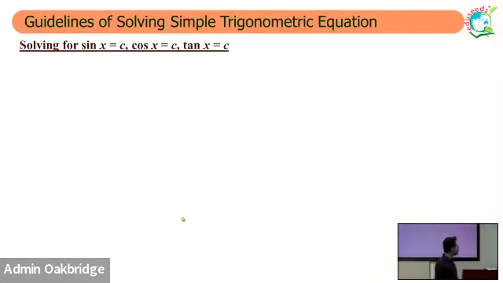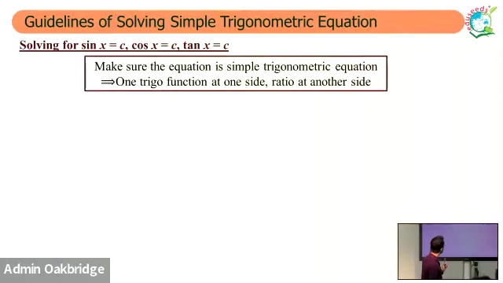Okay, let's look at this one first. This is a simple trigonometric equation, the simplest one. How are you going to solve this? If you cannot solve this, then you cannot solve other trigonometric equations. How do you know that this is a simple one? On the left hand side, there's only one trigo function, and on the right hand side, it's only a ratio. So this is what we call the simple trigo equation.